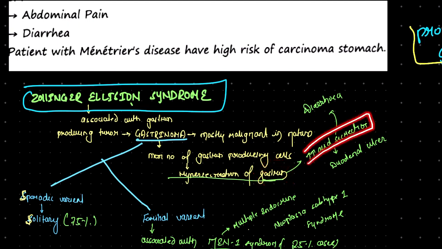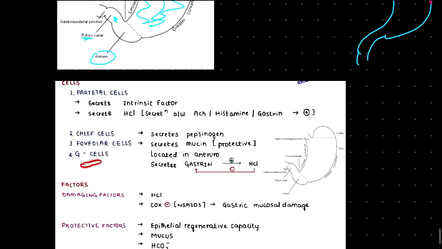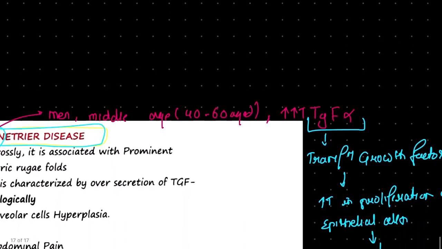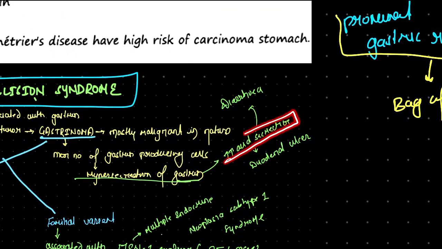Gastrin helps in what? Higher production of acids. We have mentioned earlier that G cells secrete gastrin, and this gastrin causes hypersecretion of HCl. So it will cause an increase in acid secretion, and as the acid secretion occurs, there will be impairment in digestion, diarrhea, and also a high chance of duodenal ulcer.